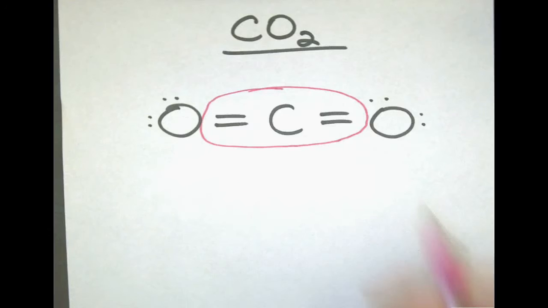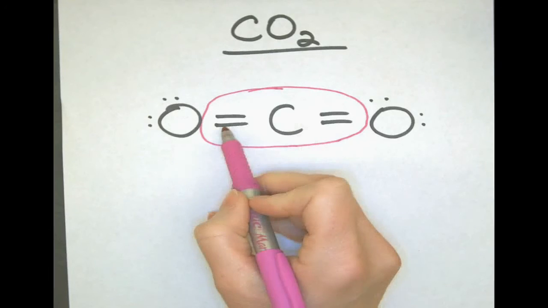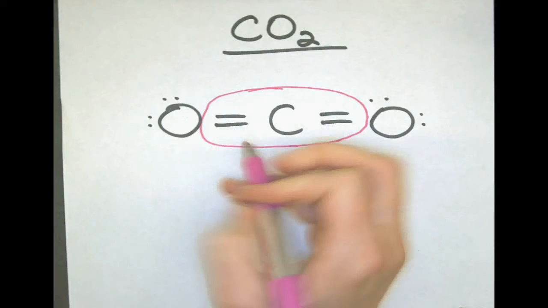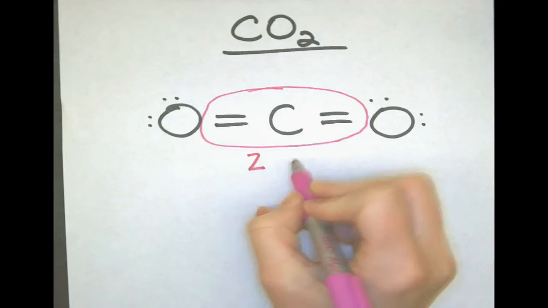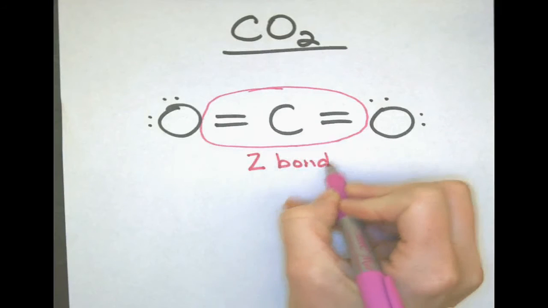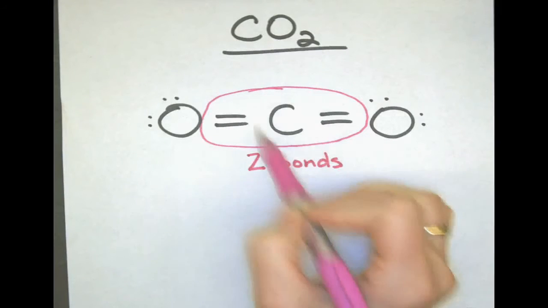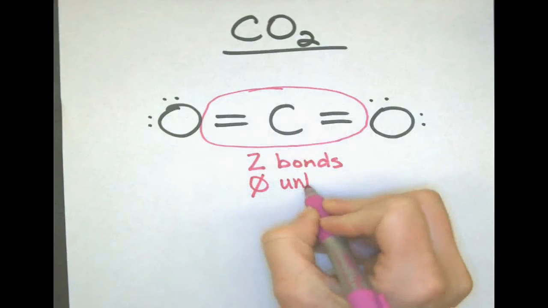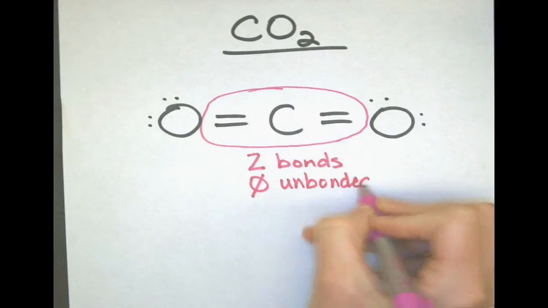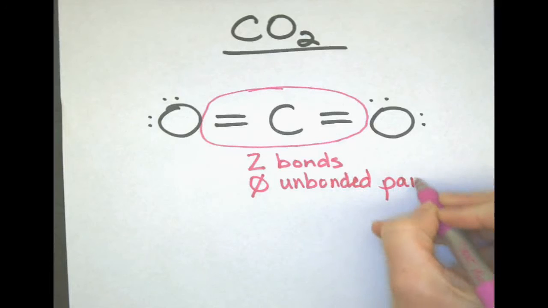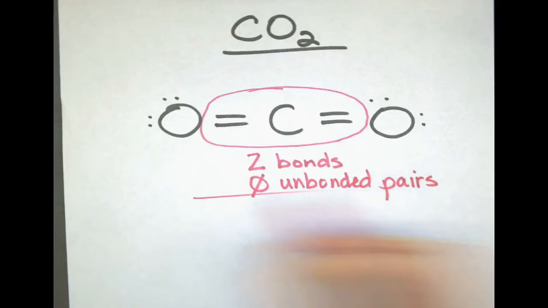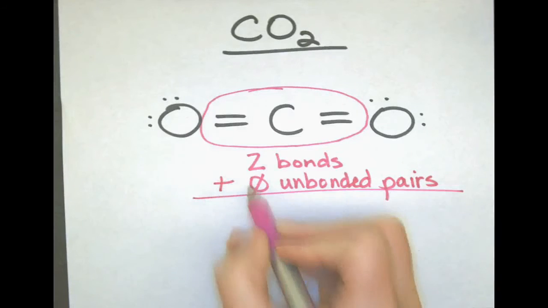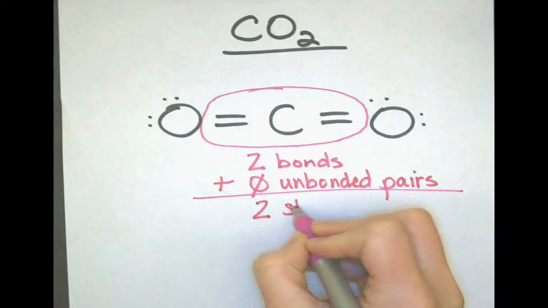So as I'm looking at carbon, the central atom, I see it has one double bond here and one double bond here. That counts as 2 bonds. I also see that on the carbon there are 0 unbonded pairs. I simply add that together. 2 plus 0 gives me 2 structural pairs.